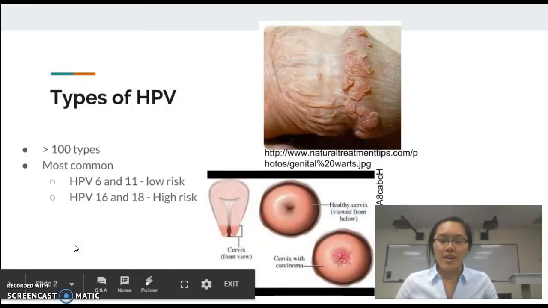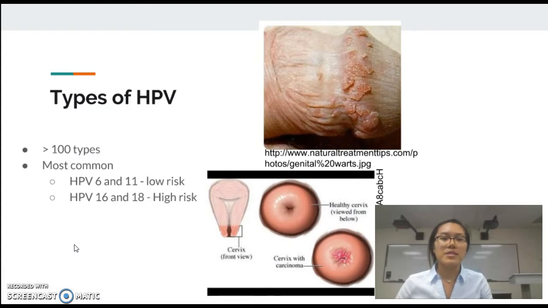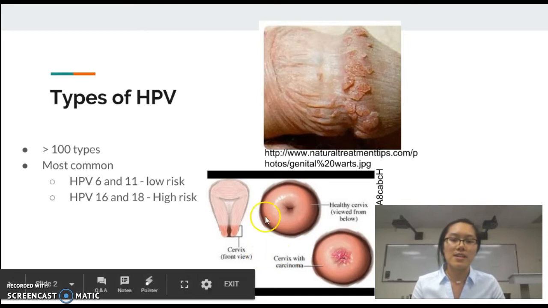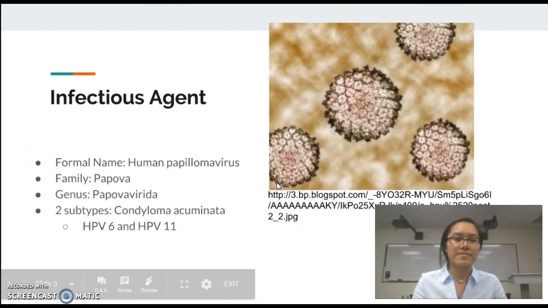So there are over 100 types of HPV. The most common types are HPV 6, 11, 16, and 18. All of these types of HPV can cause genital warts, but the most common are 6 and 11, because of the genetic differences. HPV 6 and 11 are low risk, and HPV 16 and 18 are more associated with cervical cancer, as you can see here, and they are high risk viruses.